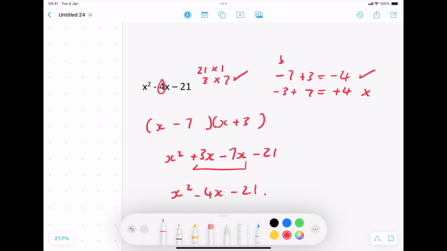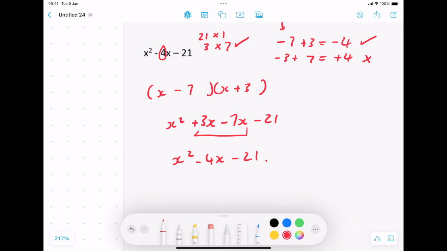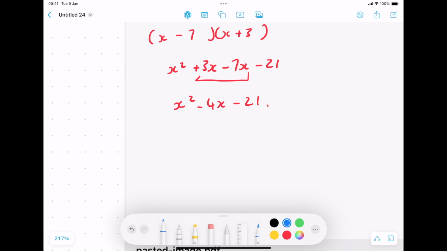I hope this video was helpful. In the next one, I'm going to go through how to factorize quadratics where a is greater than 1. So for example, that you can see a is obviously greater than 1. In this case, it's 4. And for these types of quadratic, it's slightly more complicated.